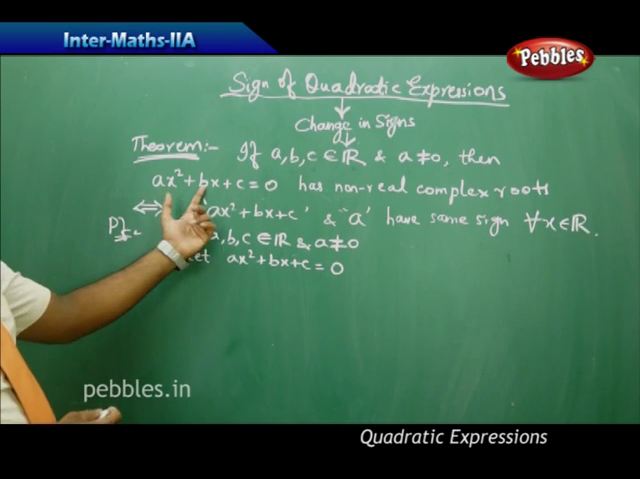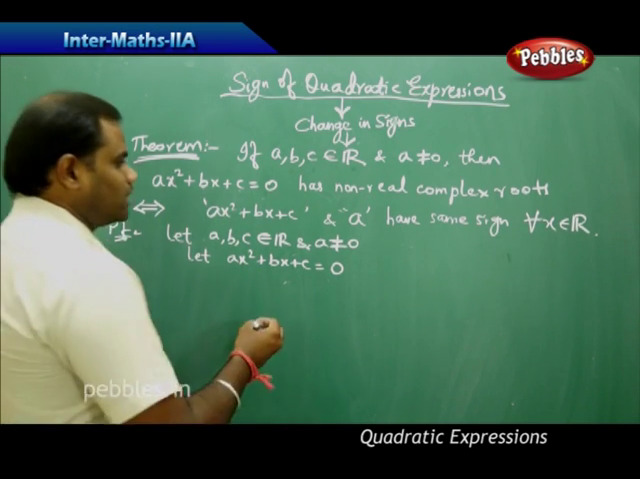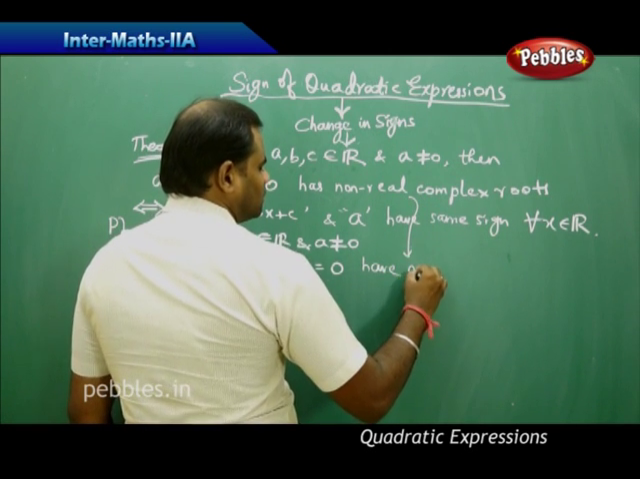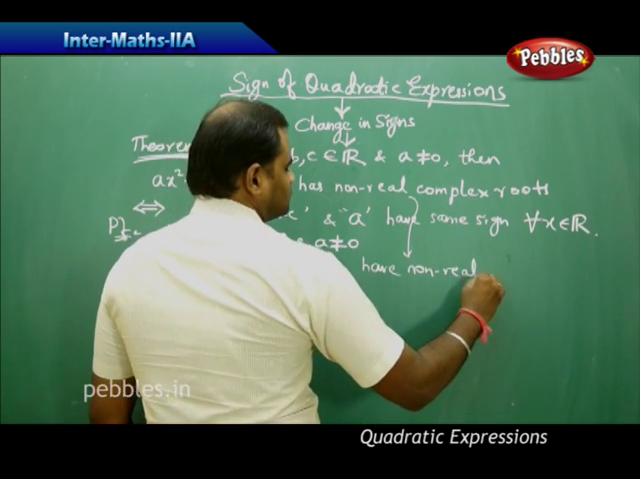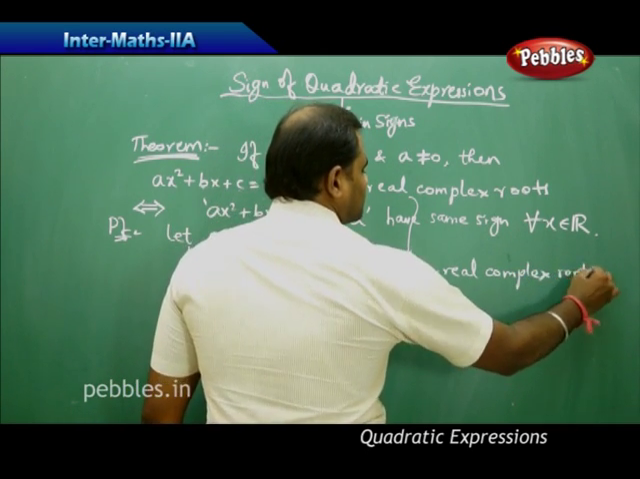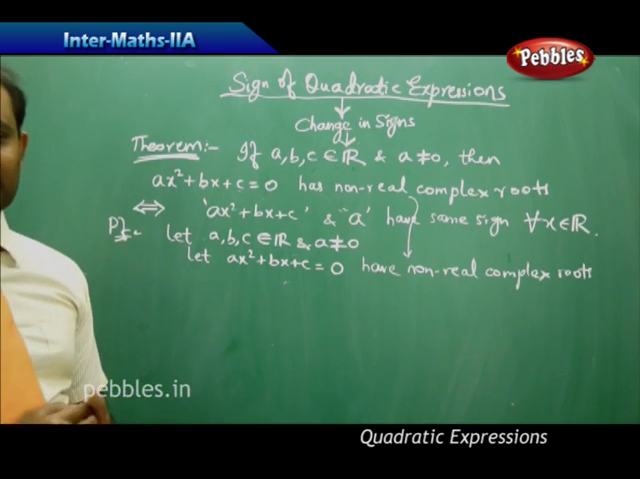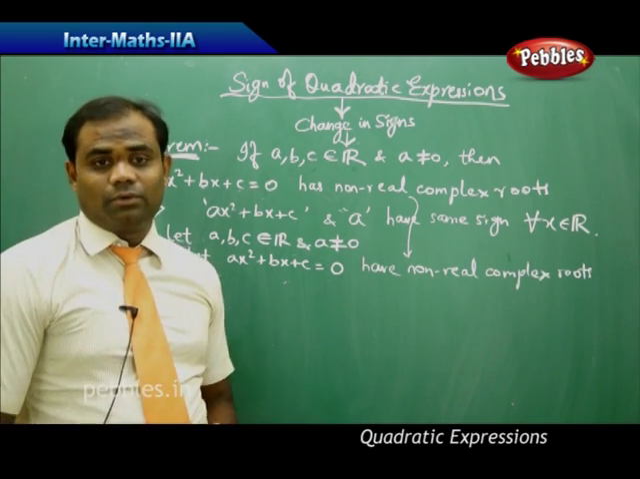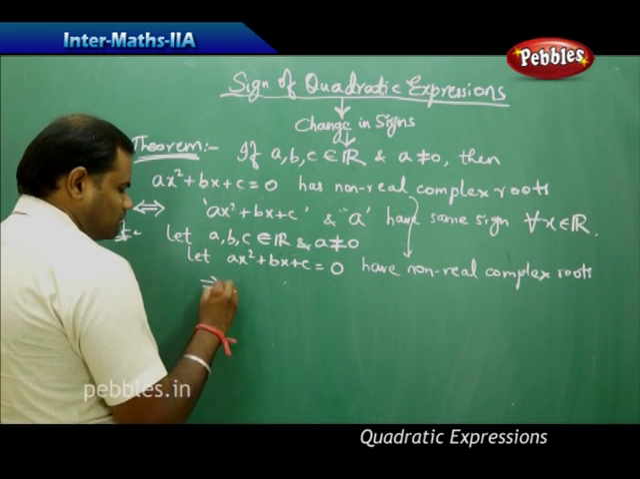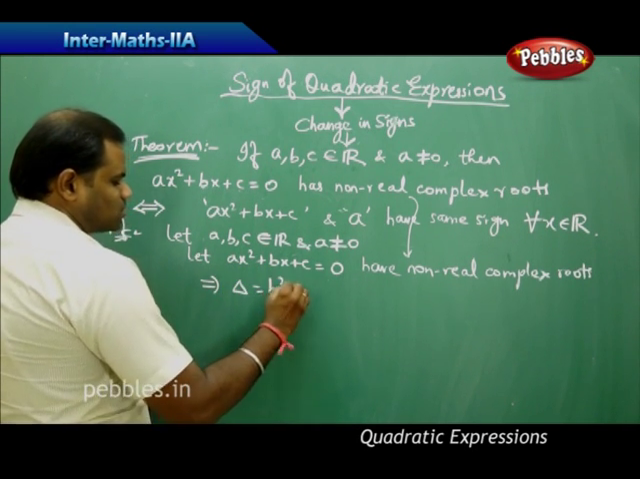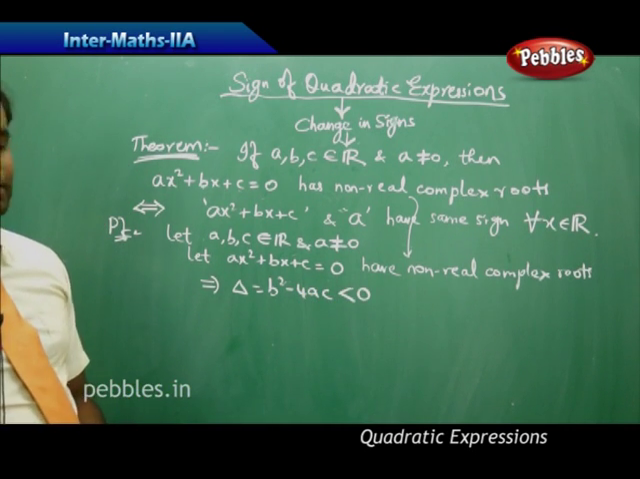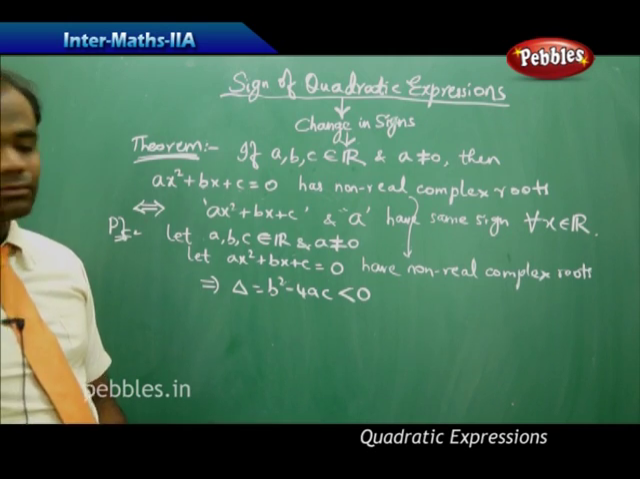Now let ax squared plus bx plus c equal to 0, the quadratic expression, have non-real complex roots. Now we know that when the roots are complex, the discriminant is less than 0. So using the property from nature of roots, this has complex roots implies delta, which is b squared minus 4ac, is less than 0.